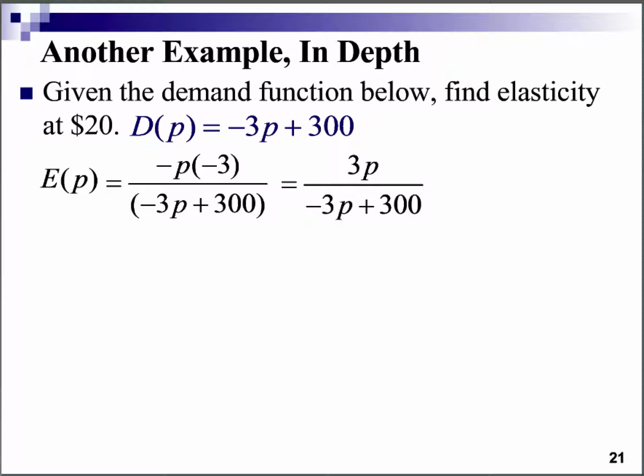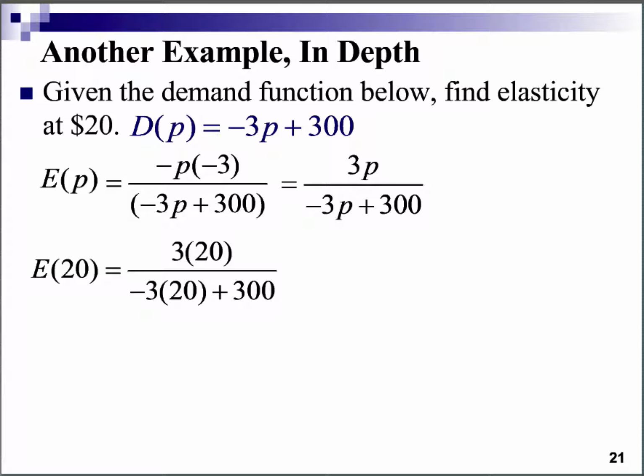So our elasticity function can be simplified up on the top to be positive 3p, and then we have the demand function down on the bottom. That's our general elasticity function. That tells us the elasticity value for any price point, including the price point at 20. So E of 20 is equal to, up on top, 3 times 20, divided by, in the denominator, negative 3 times 20 plus 300. A little bit of arithmetic gives us 60 up on top, 240 down below, or 0.25.